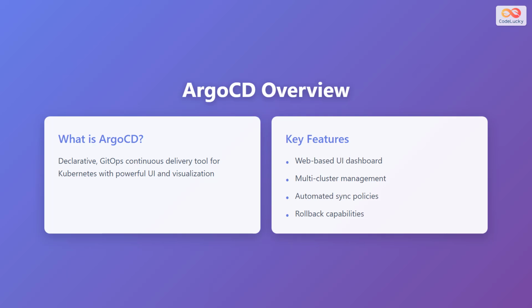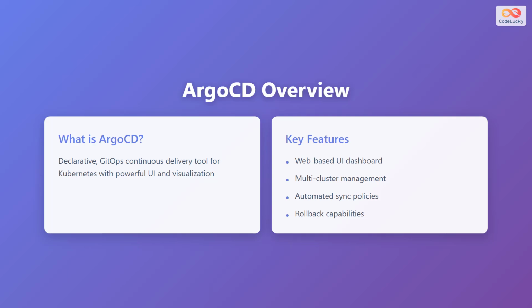ArgoCD is a declarative, GitOps continuous delivery tool specifically designed for Kubernetes. What makes ArgoCD particularly popular is its powerful web-based user interface and excellent visualization capabilities, making it easy for teams to see the state of their applications at a glance. ArgoCD provides several key features.